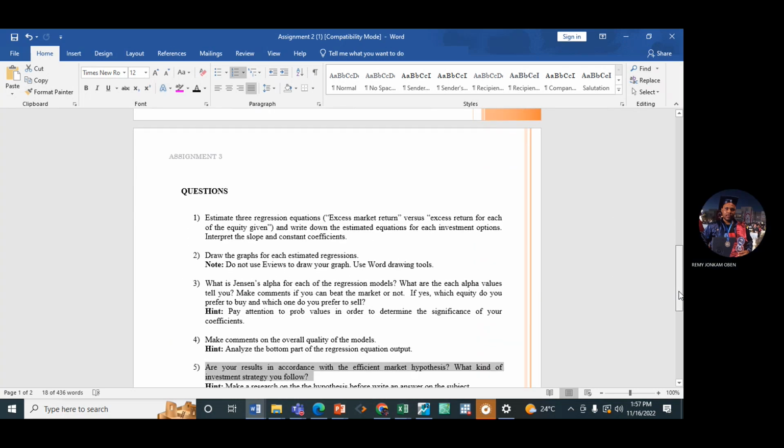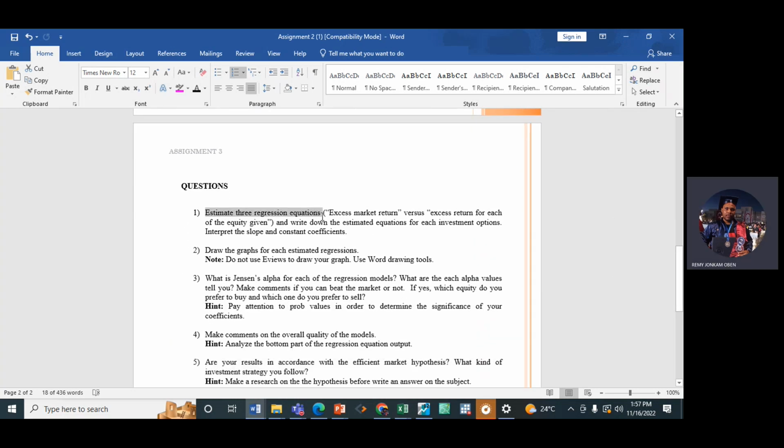Let me see. Estimate 3 regression equations: excess market return versus excess return for each of the stocks. So you do what we have done, for each stock. So 3 different regressions because there are 3 stocks. Write down the estimated equation. Interpret the slope and constants.